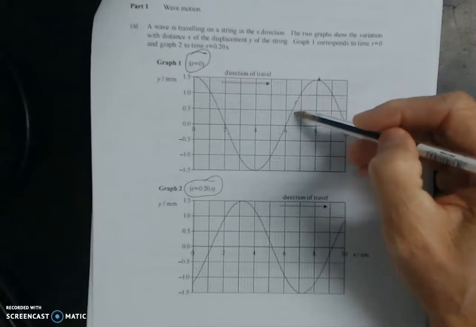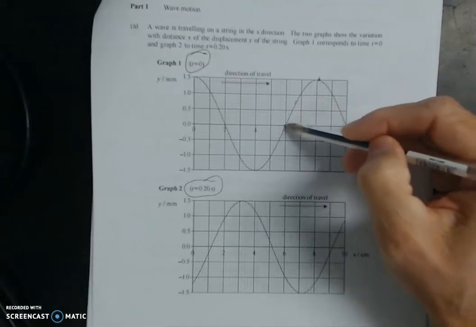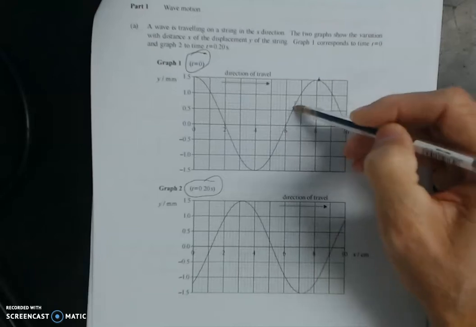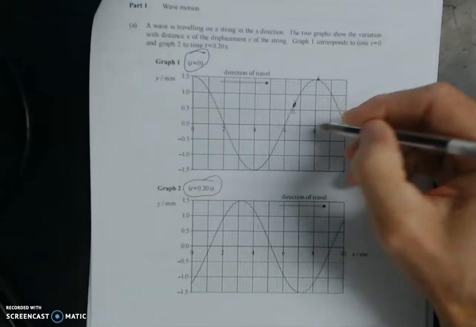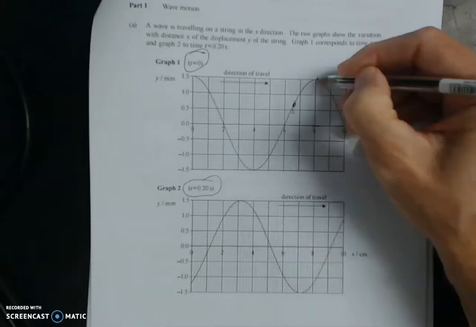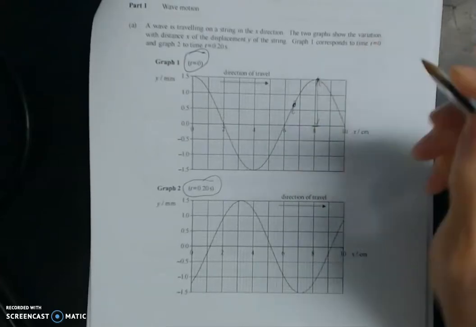So this particle has to move down because this origin will soon be here. And this particle has to move down to be there. So this particle is moving down. In any case, the amplitude is just this distance here, which is what they ask.